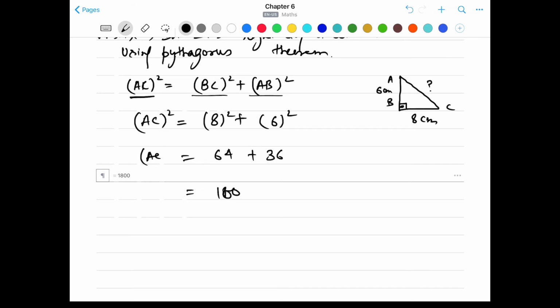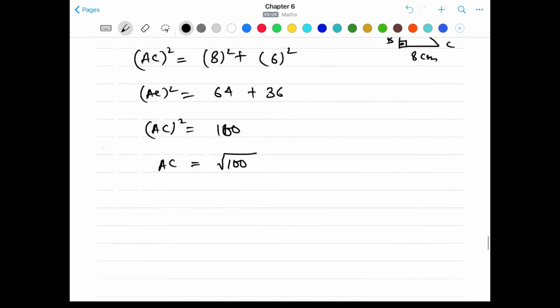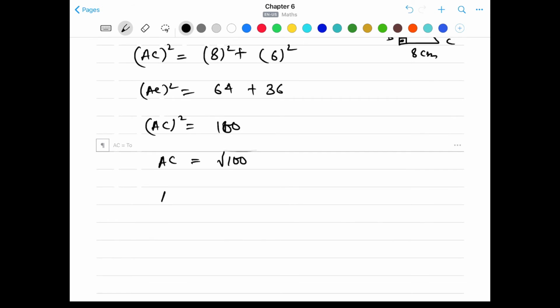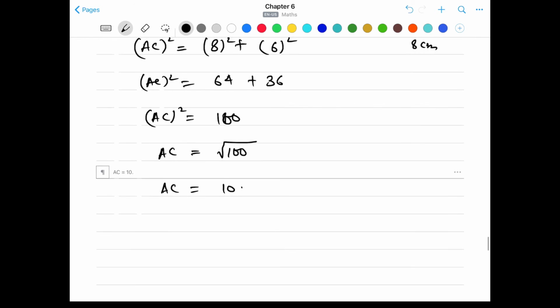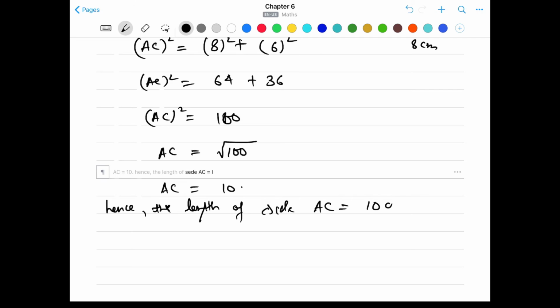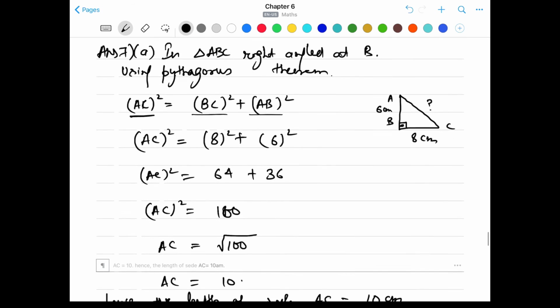So AC square is equal to 100, or you can write this as AC equals under root of 100, and you know that square root of 100 is 10. That means the length of side AC is 10 centimeter. Hence the length of side AC is equal to 10 centimeter. So we have used the Pythagoras theorem here.